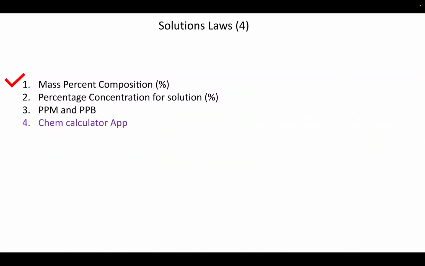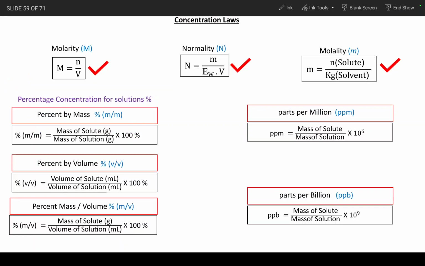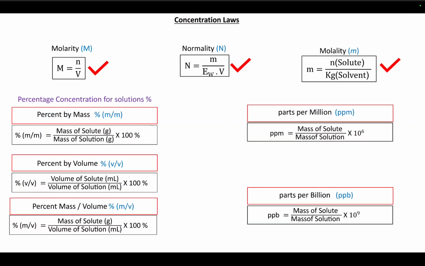So let's continue solution laws. Previously we covered mass percent composition, and today we will discuss percentage concentration for solution, and this is considered one of the concentration laws. We already covered molarity, normality, and molality.